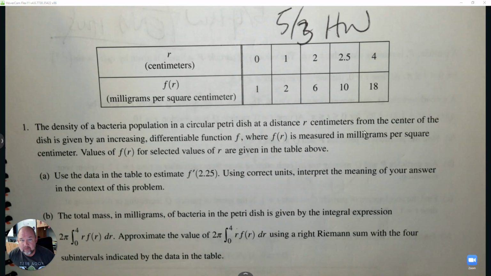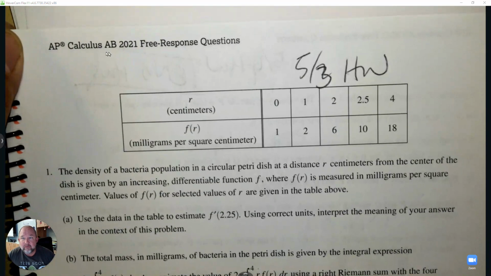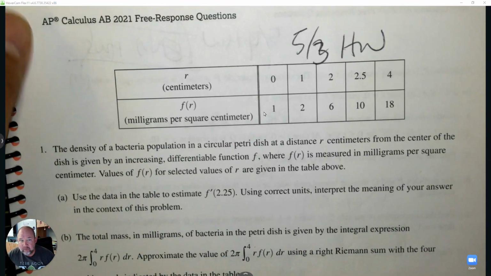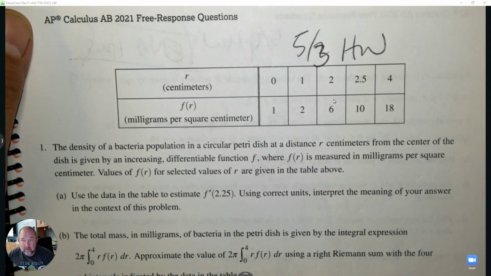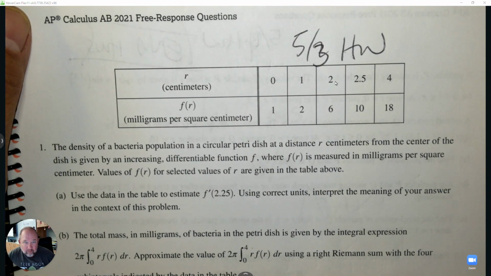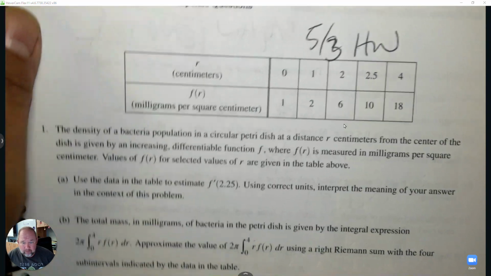Here are your solutions to homework 5.3 tonight. Free response question from 2021, the actual one that was used 2 years ago. So again, familiar question, we have a table. We are going to be expected to either find the slope using 2 points or area, maybe Riemann sum or trapezoidal sum, we'll see.